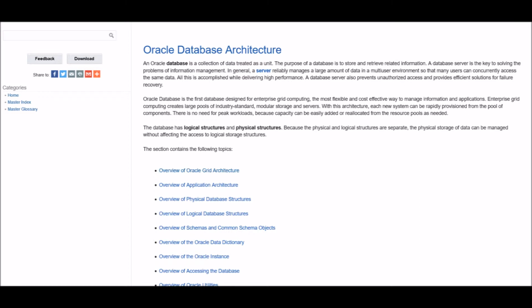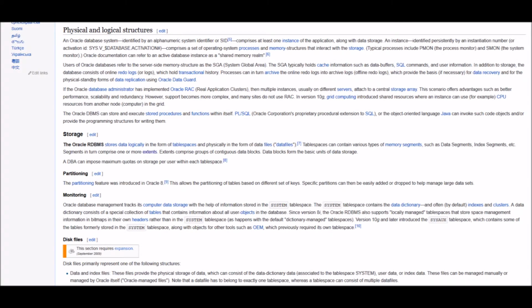Now, an Oracle database is one of the first databases designed to use enterprise grid computing, making it a very flexible and cost-effective way to manage information and applications. This database has both logical and physical structures, and because they're separate, the physical storage of data can be managed without having to access logical storage structures.